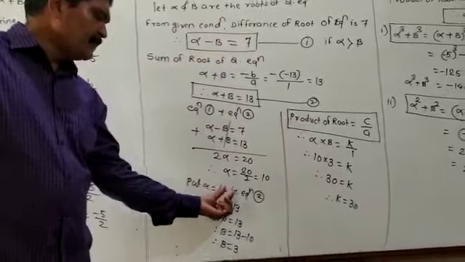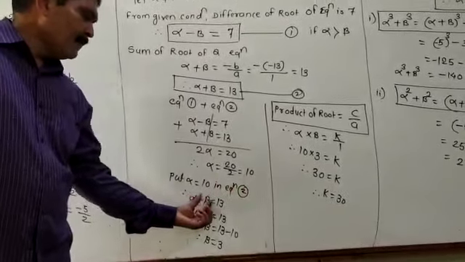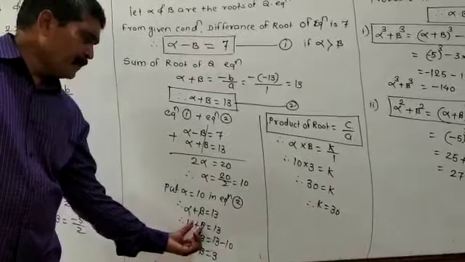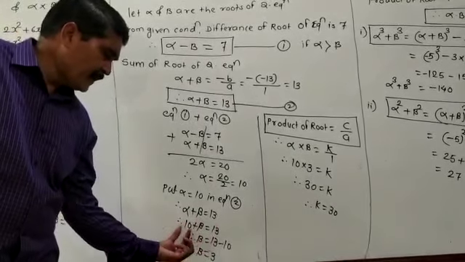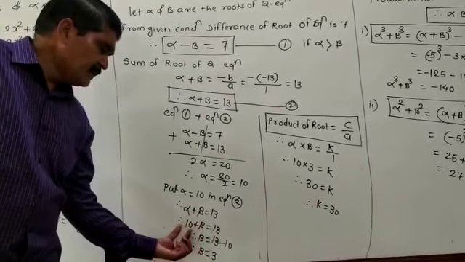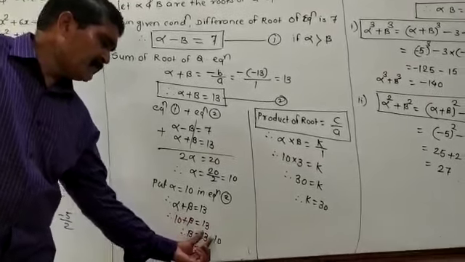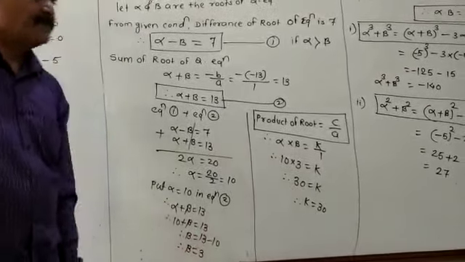So I will put alpha is equal to 10 in equation 2. Alpha plus beta is equal to 13, so 10 plus beta is equal to 13. You have to transpose this 10 to that side. This plus 10 becomes minus 10. Beta is equal to 13 minus 10, so beta is equal to 3.